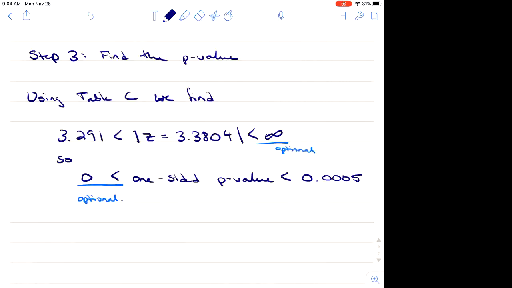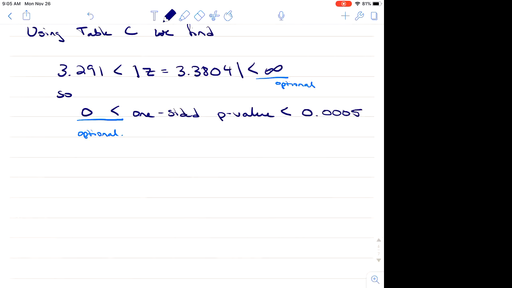So that's an important distinction, right? Because our Z, we know it's greater than 3.291. So the upper cap is, all we know is that it's greater than infinity, or less than infinity, sorry. And then whereas our one-sided p-value, all we know is that it's less than 0.0005. So the lower cap must be 0. Right? We can't have a negative probability. Okay. Cool. But all we really needed out of this was that the one-sided p-value is less than itty bitty, 0.0005.